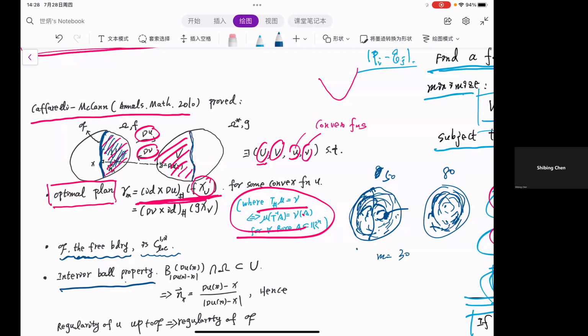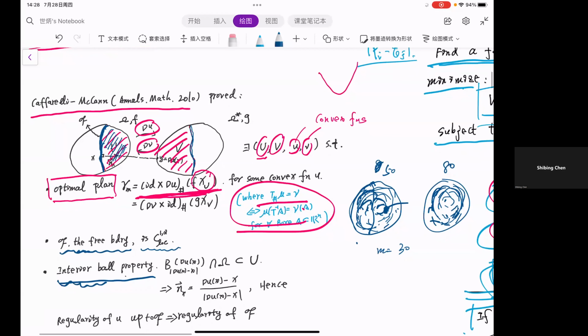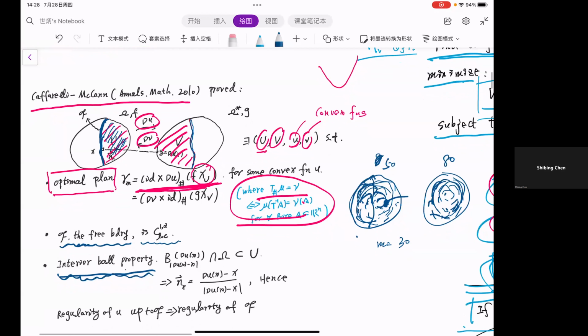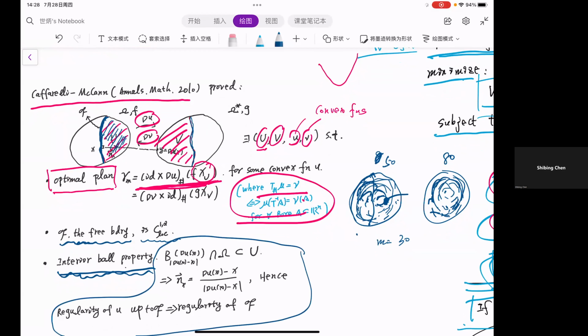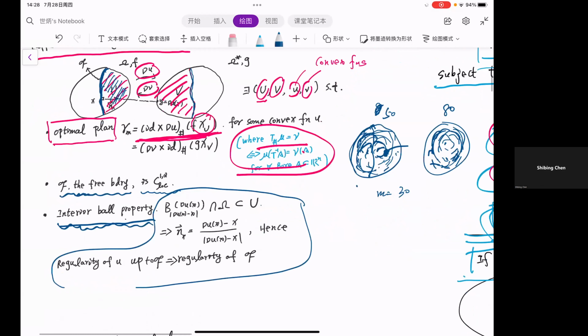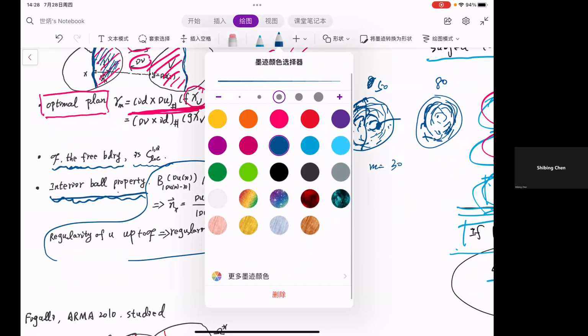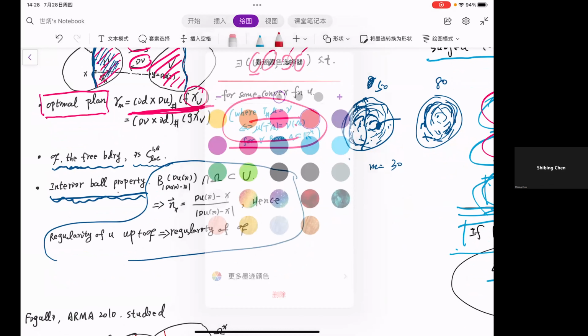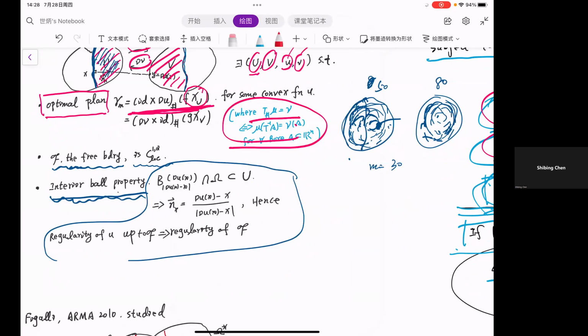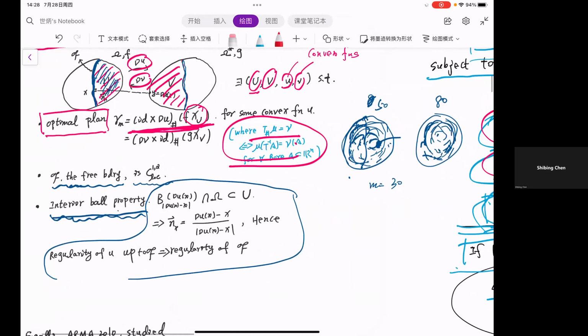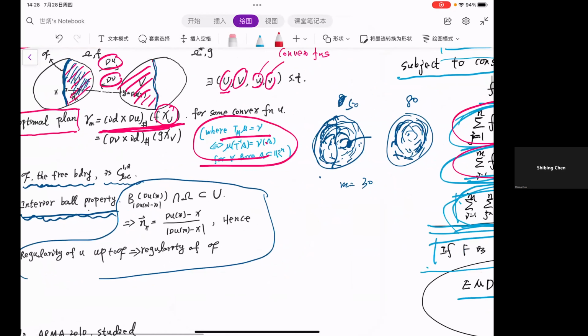So here is an interior ball property, which is very nice. This property I will explain in a little bit of detail. Maybe this is the main detail I will explain today. I think everyone can understand this property. But this property is quite important in proving some deeper regularity results of the free boundary in this problem. So let me give a proof of this.